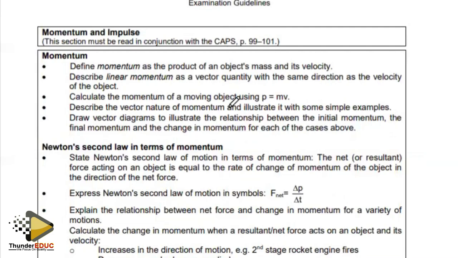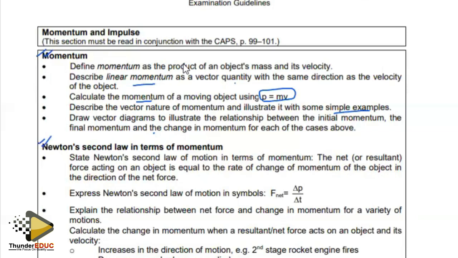The next, still under mechanics, we need to look at momentum and impulse. How do we define momentum? Okay, how do we describe linear momentum as a vector quantity with the same direction? How do we calculate momentum of a moving object? There is the formula, and we also have such formulas on the formula page at the back, okay? How do you describe the vector nature of momentum and then illustrate this with examples, draw the vector diagrams, and so on and so forth, okay?